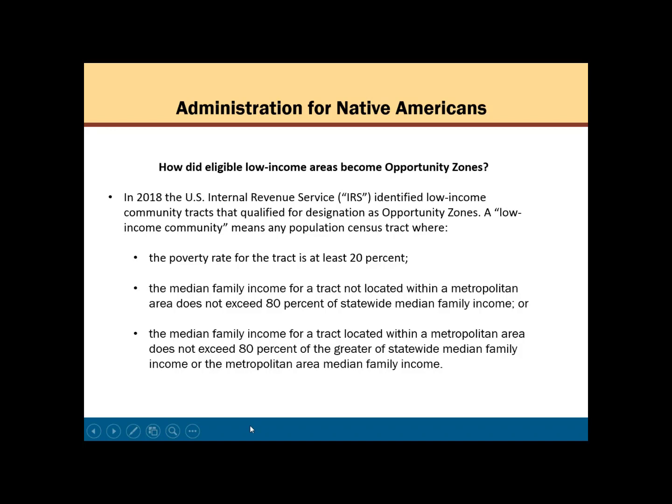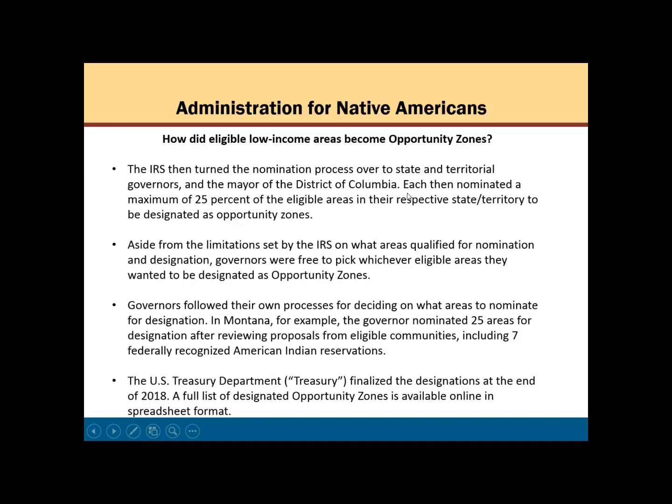But they didn't have much time, because they only had about 30 to 90 days before the selections were to be made. It's a nominating process that the IRS turned over to the states and territories. And based on those criteria that I just mentioned, the opportunity zones were selected. Each governor followed their own process for deciding what areas to nominate and to designate. And as we'll see going forward, for Indian country in particular, in some states this worked out well. In some states it did not, unfortunately.